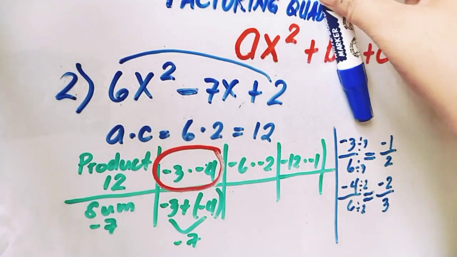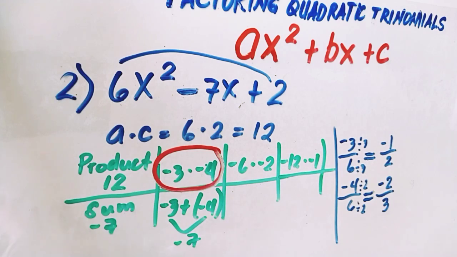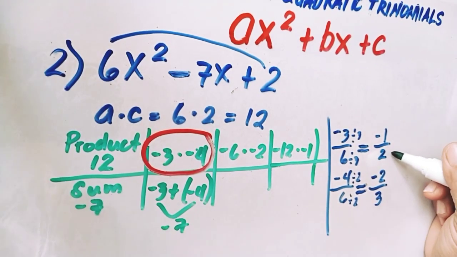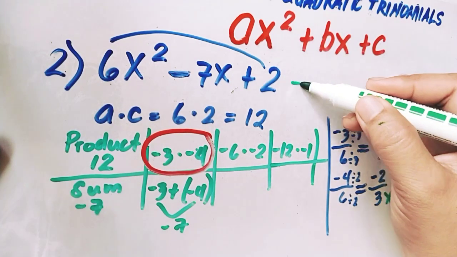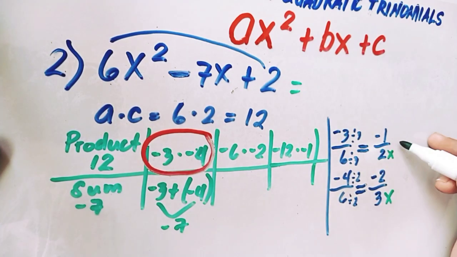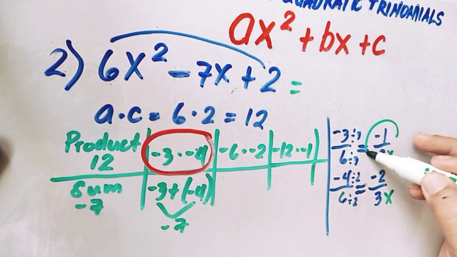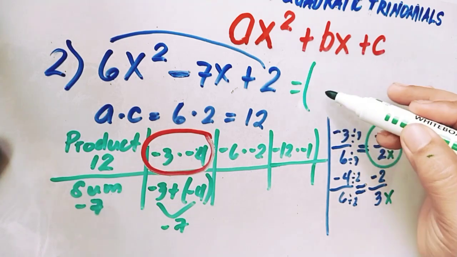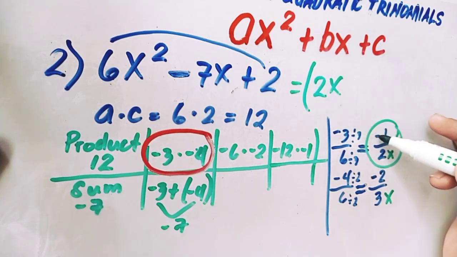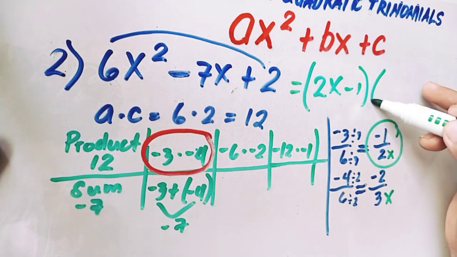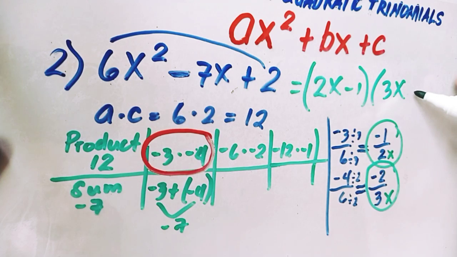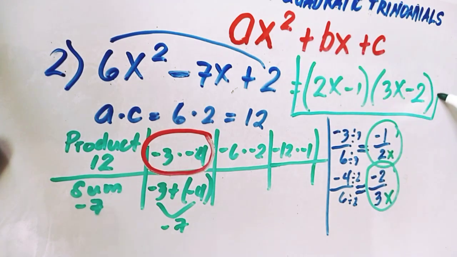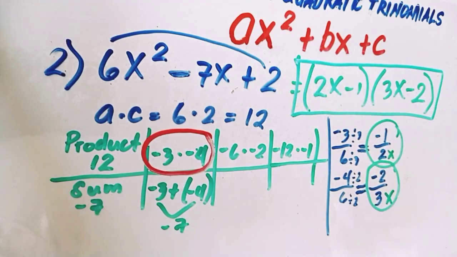Then, the denominators indicate the coefficient of our factors. So let's affix x and x. Therefore, we have now the first factor by using this one. So it will become 2x minus 1 times 3x minus 2. And these are now the factors of our example number 2.